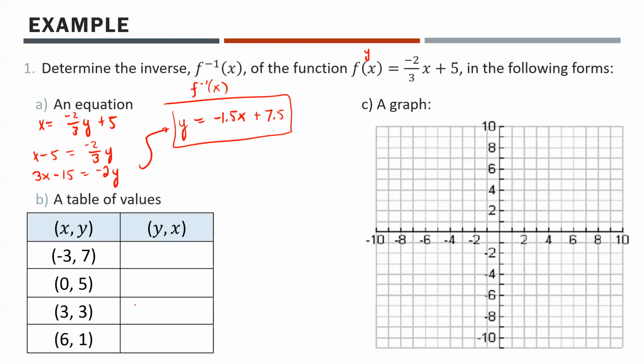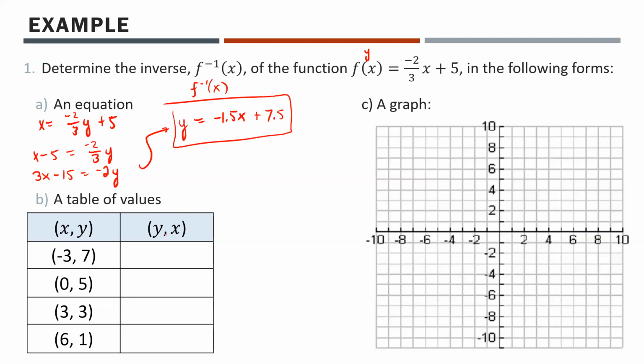It's just a little bit of work, a little bit of algebra. You switch your x and your y, and you go from there. Now, the second part of this is a table of values. This is awesome. When you have a table of values, finding the inverse is so nice and easy. Notice we have our table, we have our x and y. The inverse is just where you swap your x and your y.